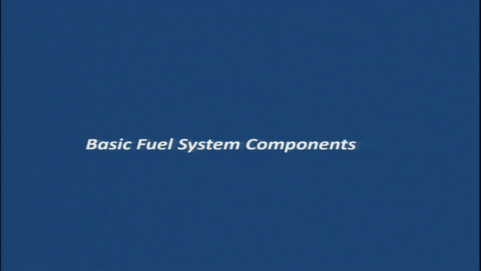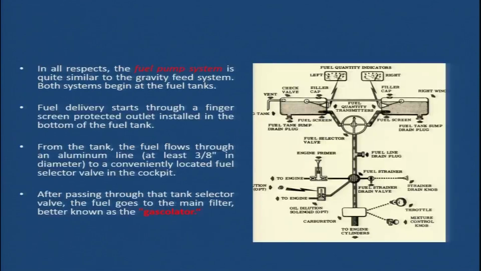Now, next is basic fuel system components. Let us see what are the basic components in a fuel system. The fuel system of an aircraft comprises the aircraft fuel system and the engine fuel system. There are some components in the aircraft fuel system.